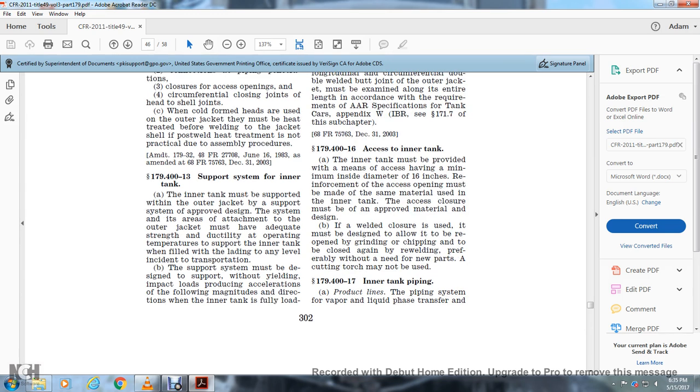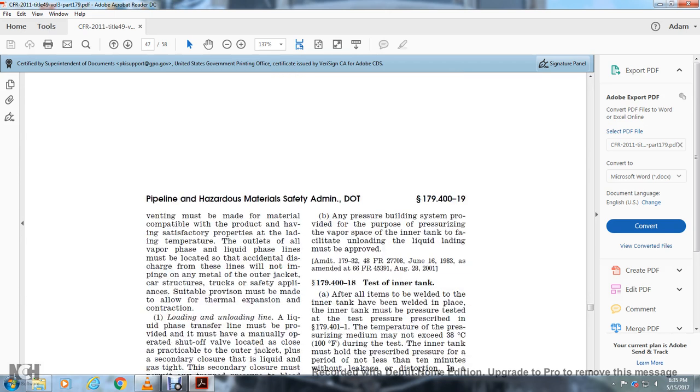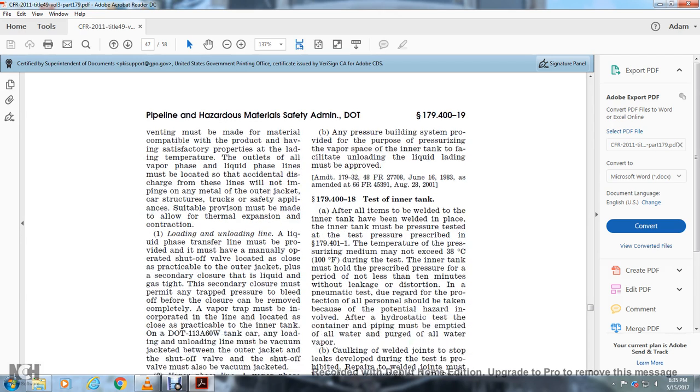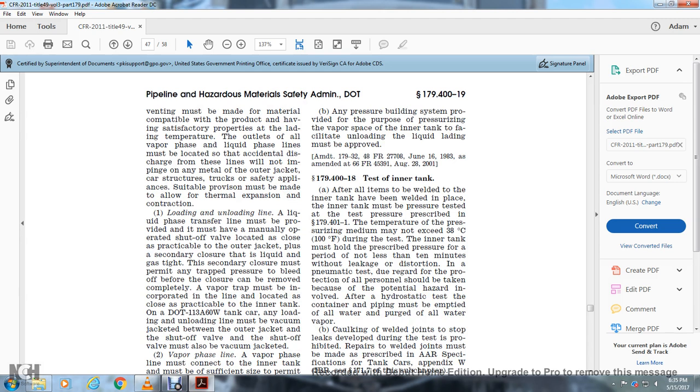179.417, inner tank piping. Product lines. For the piping system, the vapor line, vapor phase transfer, and venting must be made of material compatible with the product, satisfactory for the temperature, and with outlets for all the vapor phase. For the liquid phase, the lines must be located so that accidental discharge from the lines will not impinge on any of the outer jacket of the car, structure, trucks, or safety appliances. Suitable provision must be made to allow for thermal expansion and contraction, loading, and unloading of liquid lines.